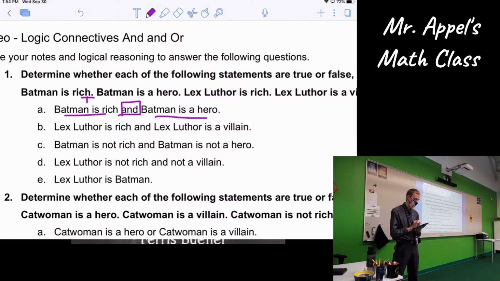That matches. We know it's true. This side, Batman is a hero. We've said that right there. That side checks out. It is also true. And now I have both sides are true. This whole statement I can say is true.